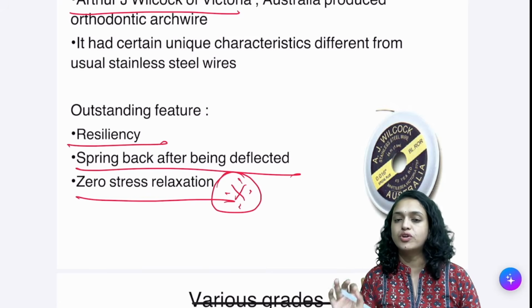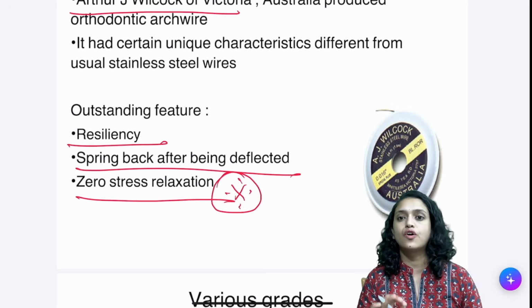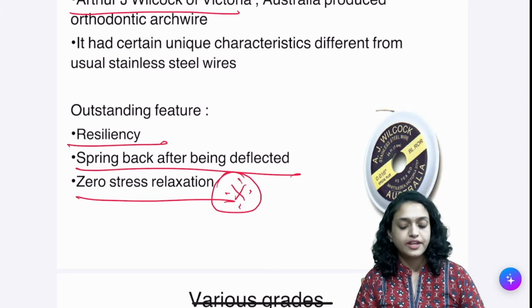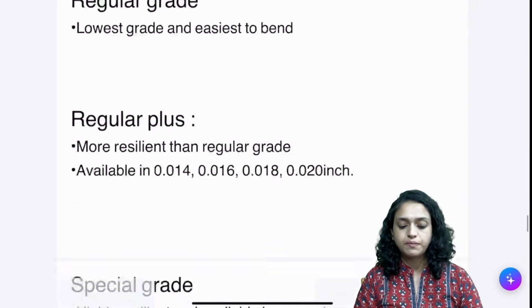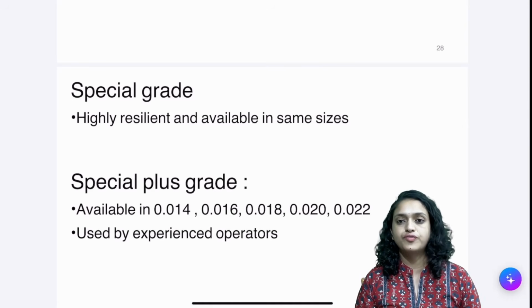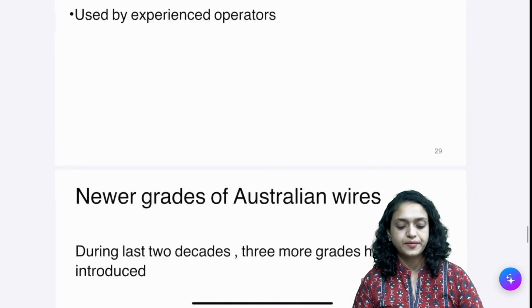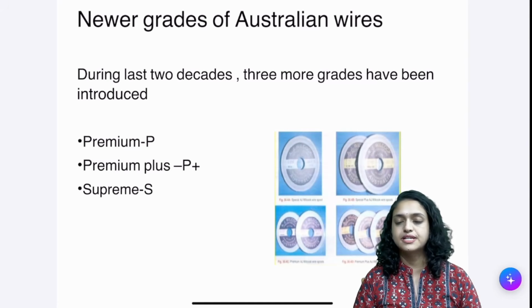So if they ask you in 1 mark which material has zero stress relaxation, it is your AJ Wilcock or Australian orthodontic arch wire. There are various grades of this: regular grade, regular plus. This is basically based on the resiliency of the material. Special grade, and there are also newer grades: premium plus, supreme plus, and premium P.